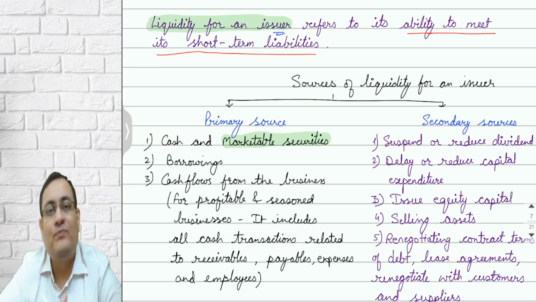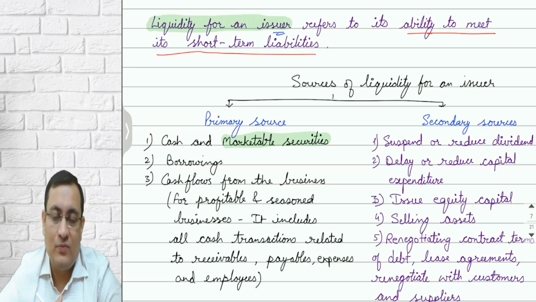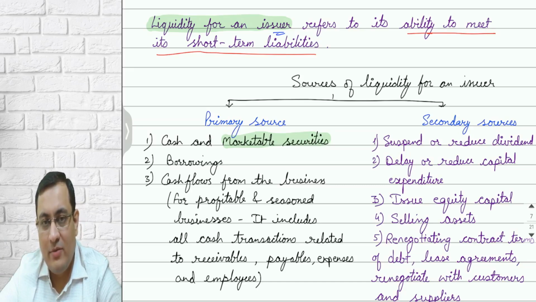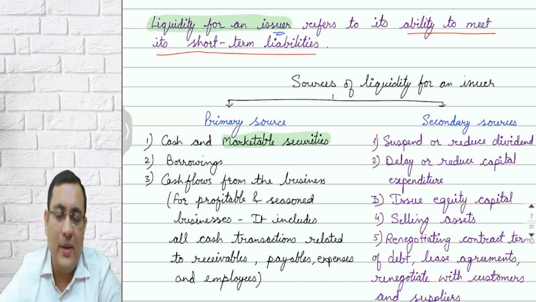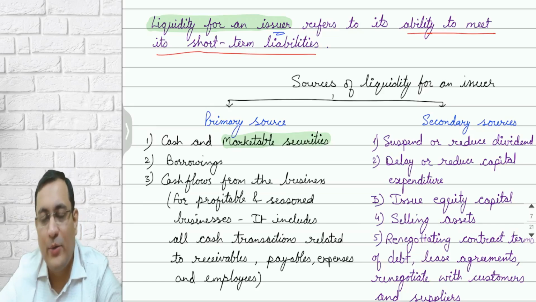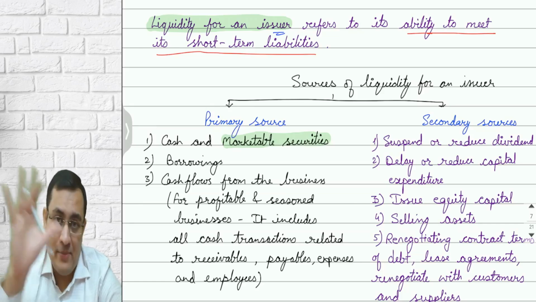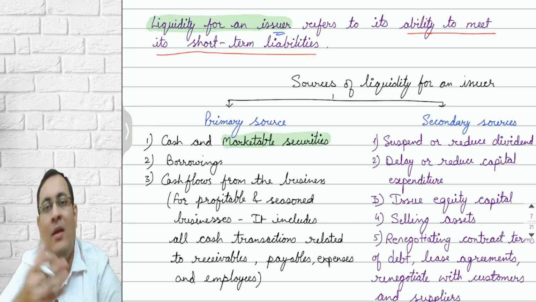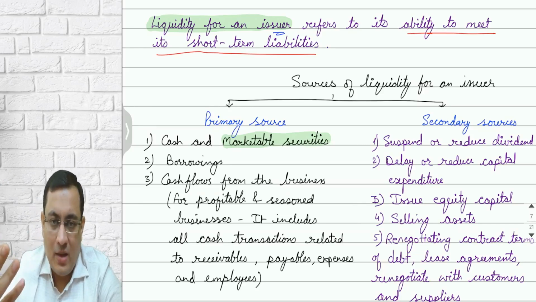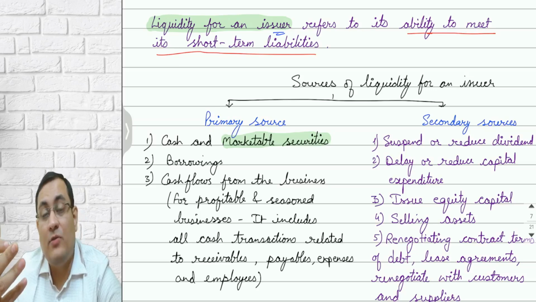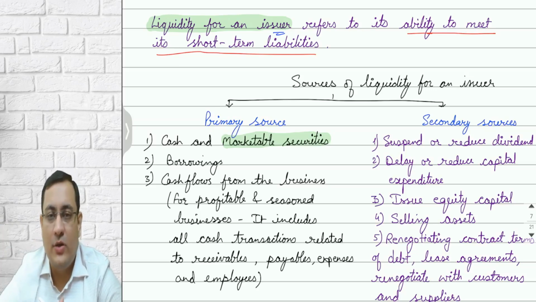Next, if both are not available, no retained profit is available for payment of dividends, so that is not a source. Second, there are no funds available for capex, capital expenditure. Then from where are you going to generate liquidity? Your primary sources are already utilized. Issue equity shares. Again, this is a negative, because for existing shareholders there will be a dilution of control.